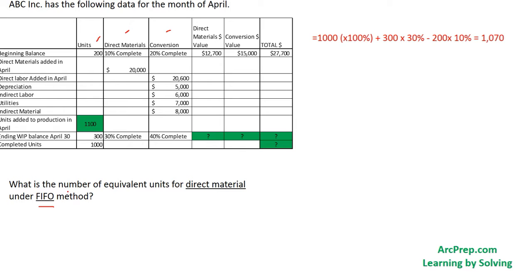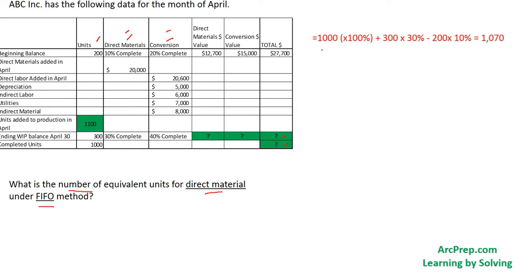Now, as a first step, we are going to go step by step before calculating the dollar value of completed units and the dollar value of work in process. The first step is to calculate the number of equivalent units, and we are going to do one for direct material and one for direct labor. So let's do it for direct material first.